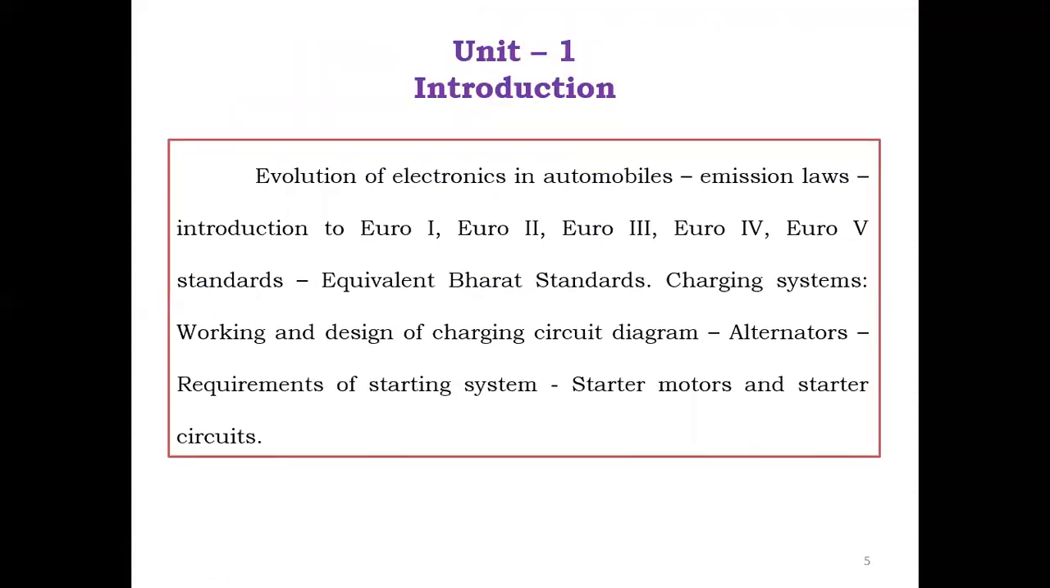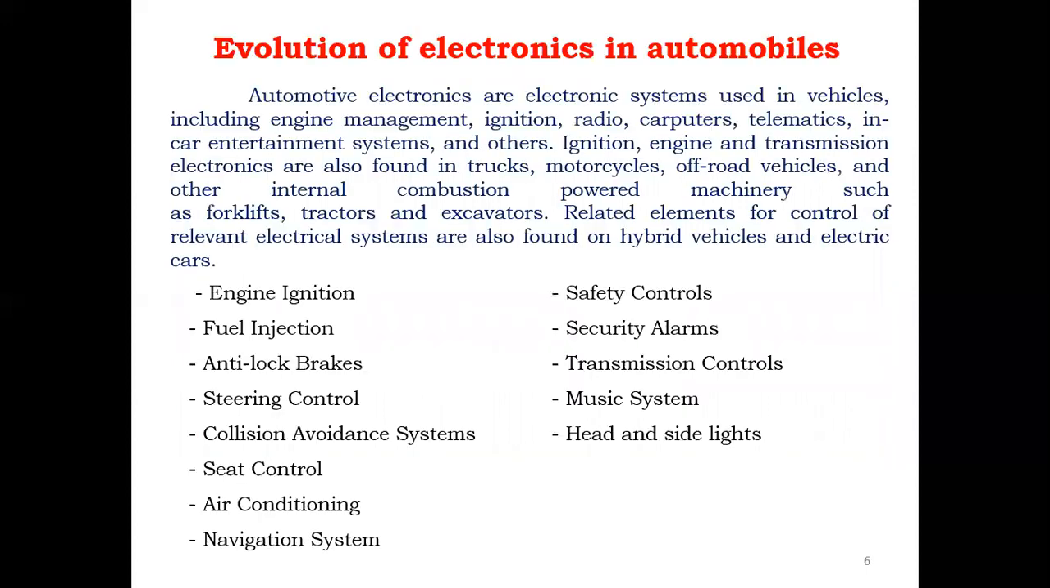Unit 1, that is, introduction to automotive electronics. In this unit, we are going to divide the total unit into 6 chapters. Chapter 1 will be emission standards. Chapter 2, charging. Chapter 3, alternators. Chapter 4, starting system. Chapter 5, solenoid valves. Chapter 6, starter motor. Now we are going to talk about chapter 1.